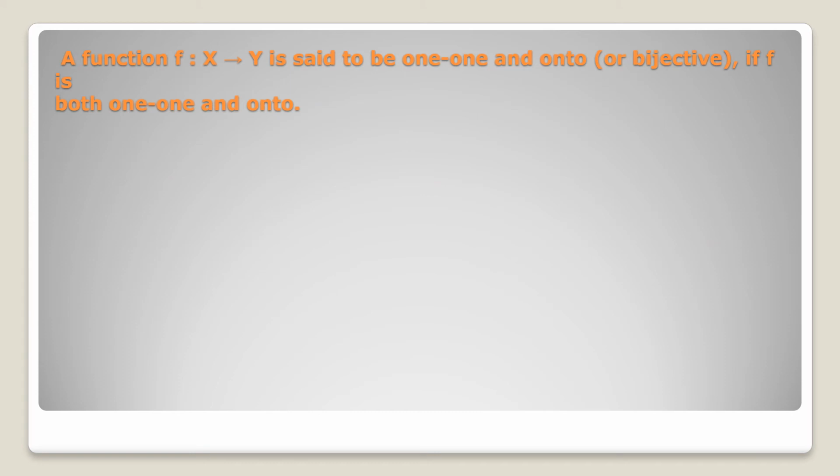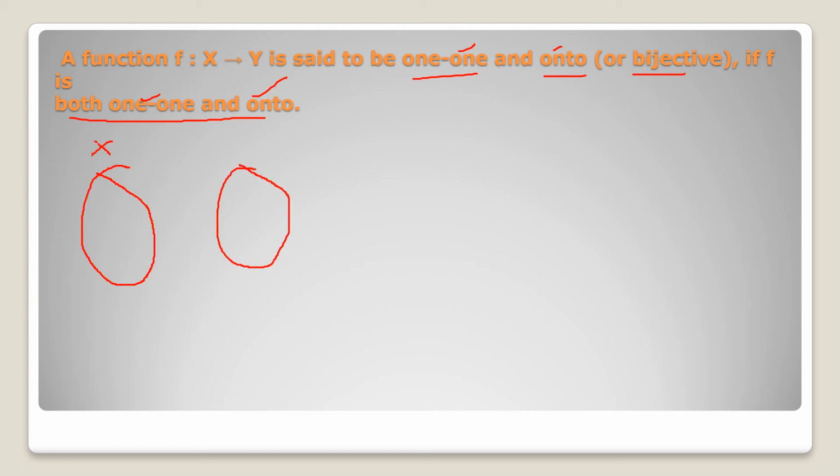Next, a function f from X to Y is said to be one-one and onto or bijective. So if a function is both one-one and onto, we will say this function is bijective. So now let me take some examples. Let us say this is set X and this is set Y, and here are some elements 1, 2, 3, and here are some elements 1, 2, 3, 4.